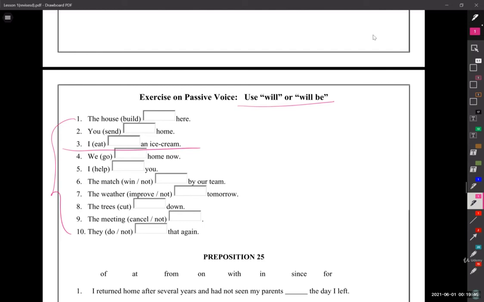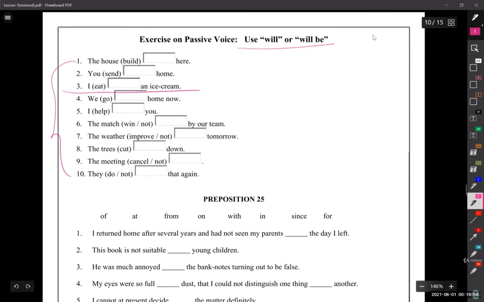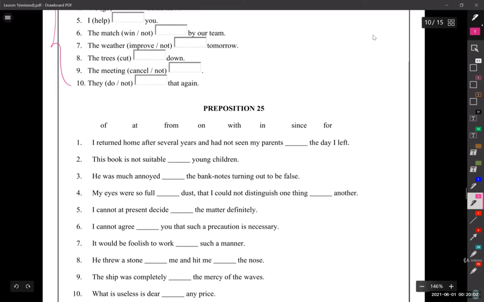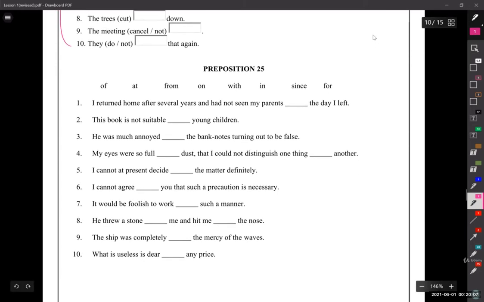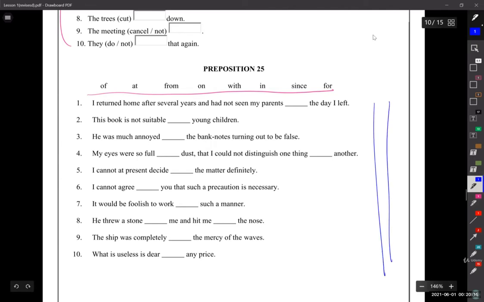For example, number 1, the house built here. It should be the house will be built here. Passive voice, of course. And for this one as well, you can give them about 8 minutes, but not too long. And then let's move ahead to the next part, which is preposition. For this preposition, they have hints over here on what they can put for the next few sentences. For some of the preposition worksheets, there aren't hints.